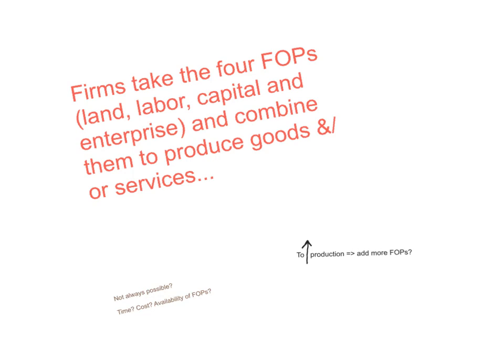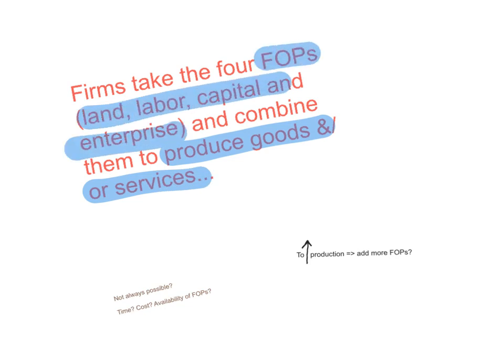So we know that firms take the four factors of production, which are land, labor, capital, and enterprise, and they combine these factors of production to produce goods and services. So the factors of production are the inputs, and the goods and services are the output.